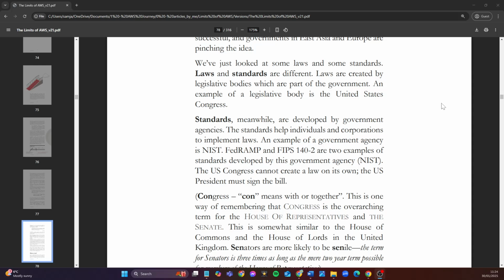We've just looked at some laws and some standards. Laws and standards are different. Laws are created by legislative bodies which are part of the government. An example of a legislative body is the United States Congress.